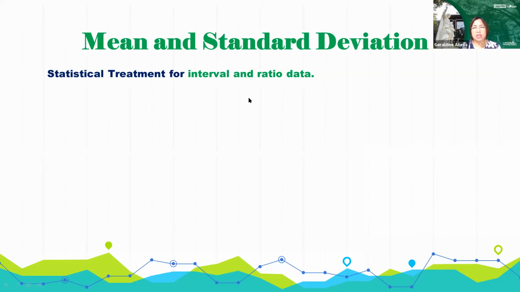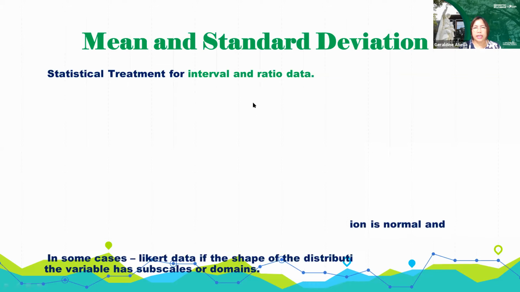There is no such statistical term as mean marital status, as mean educational level, but percent of the respondents who are married, percent of the respondents who are female. But for mean and standard deviation, we use this for interval and ratio data.